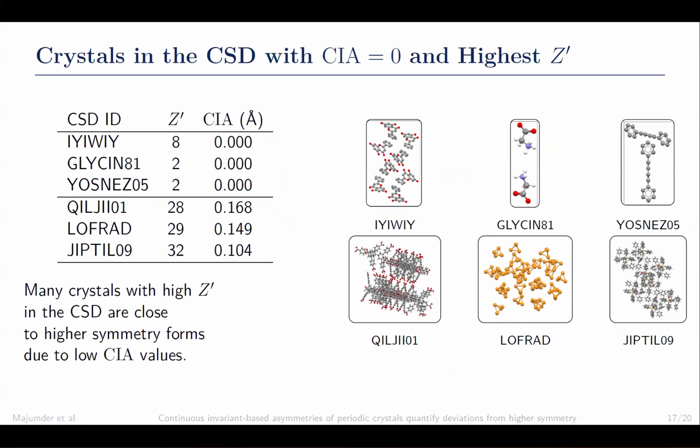Now I shall discuss some important crystals in the CSD with CIA equals 0 and highest Z prime. The first 3 crystal structures in this table correspond to crystal structures in the Cambridge Structural Database which have CIA equals 0 to 3 decimal places, in spite of having 2 or more molecules in their asymmetric unit. And the last 3 crystals in this table correspond to crystal structures in the Cambridge Structural Database which have highest Z prime. The pictures of these crystal structures are shown at the right-hand side of the slide. Many crystals with high Z prime in the CSD are close to highest symmetry forms due to low CIA values.